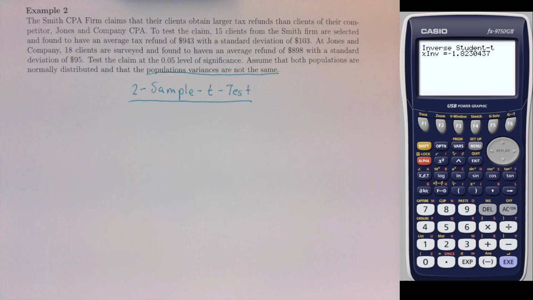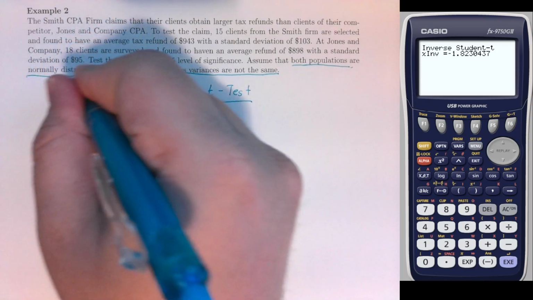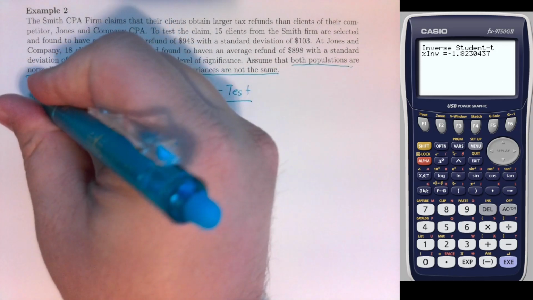Next, we need to make sure we got random samples. I'm going to assume they were selected randomly. And then we need either both ends have to be bigger than 30 or both have to be normally distributed. So we meet all the requirements for a 2-sample t-test.